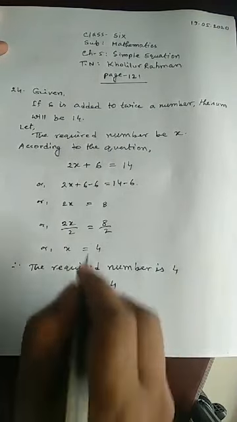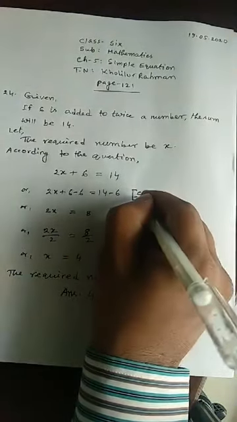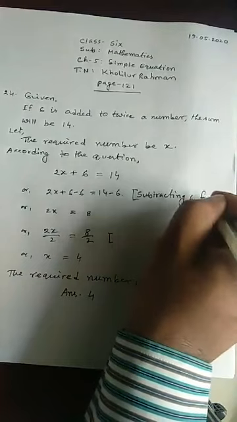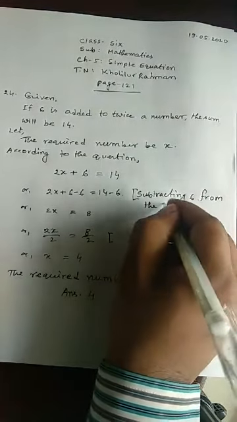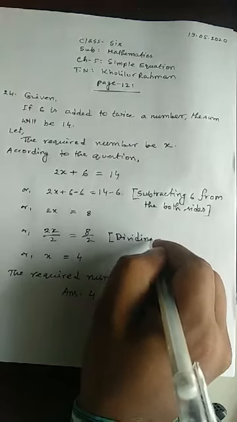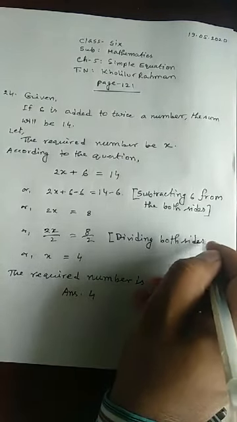Answer 4. Here you have to give a side note: subtracting 6 from both sides, and you have to write here dividing both sides by 2. Okay. Have you understood, my dear students?